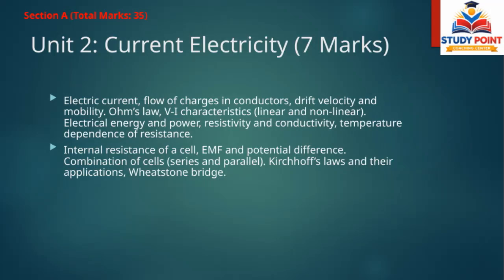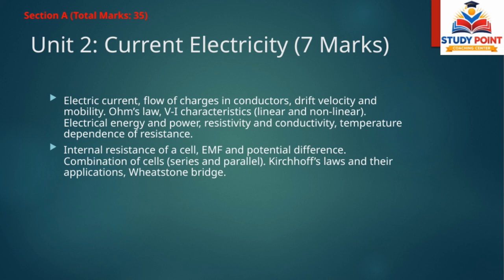Let's dive into Section A, which carries a total of 35 marks. Here, we explore the fundamental concepts of electric current, which is essentially the flow of charges through conductors. Think of it as how electrons move through a wire. The drift velocity describes how fast these charges are moving, and mobility tells us how easily they can move in a material. Next, we look at Ohm's law, a cornerstone in understanding electrical circuits.